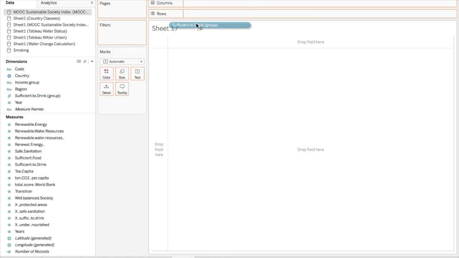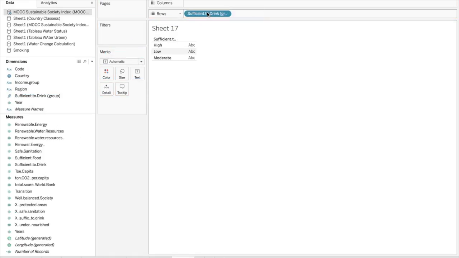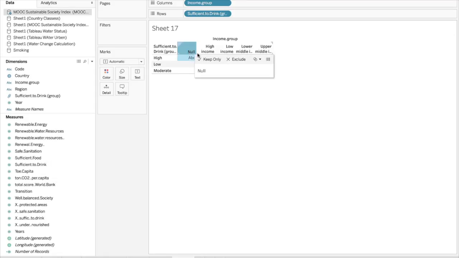So let's drag the group variable to this row, and we can see that the countries have been classified into low, moderate, and high groups based on the proportion of people who have enough to drink in their country. And then income group is a classification developed by the World Bank. Each couple of years, the World Bank does a thorough assessment of each country and classifies them into different income groups. Let's drag the income group column here.